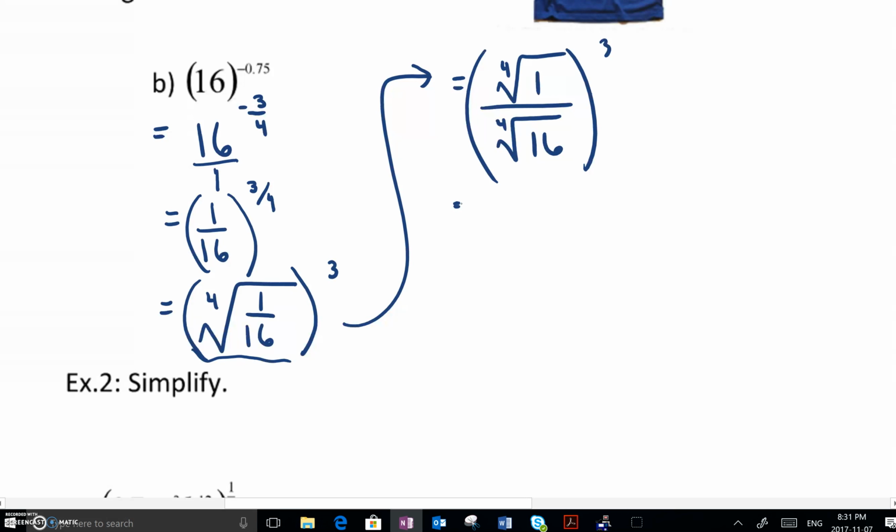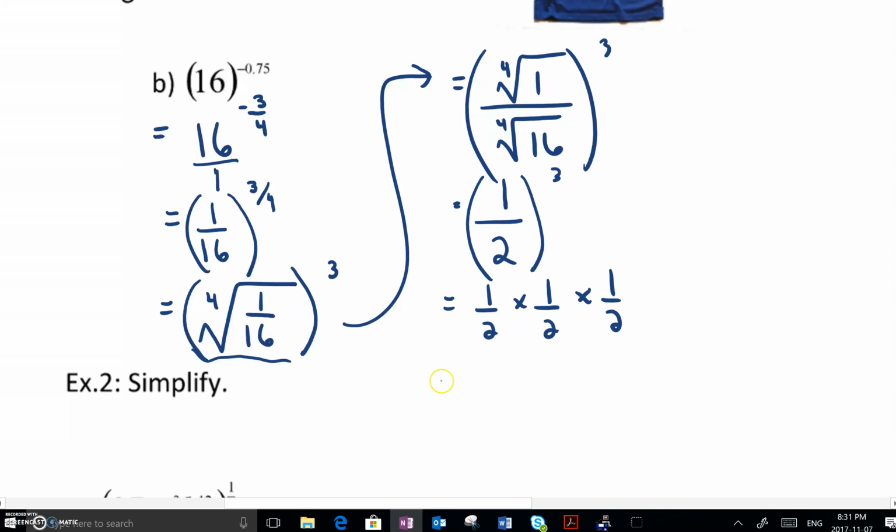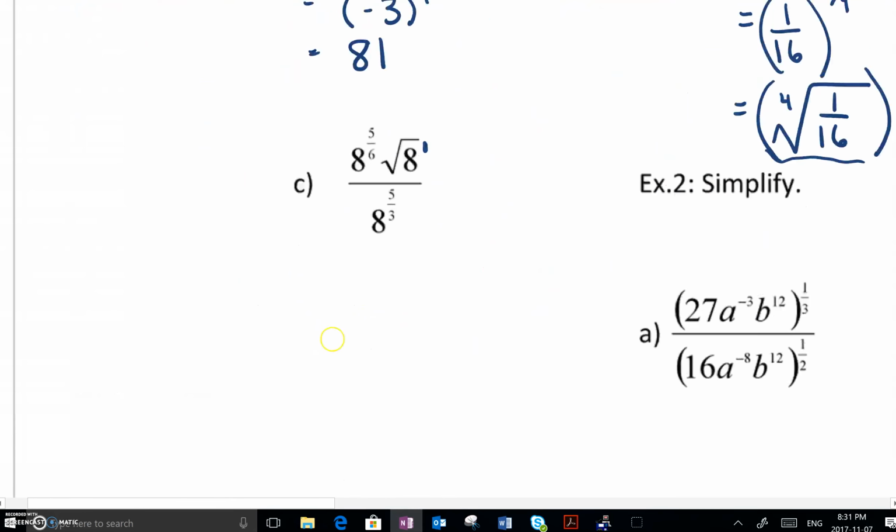Any root of 1 will be equal to 1. And the fourth root of 16, if you do that in your calculator, you will get 2. And all that to the power of 3. So it looks really complicated until you actually start doing it. And 1 over 2 to the power of 3 means 1 over 2 times 1 over 2 times 1 over 2. You don't have to write this step, but I just want you to understand where the 1 over 8 comes from. Okay, moving on to question C.